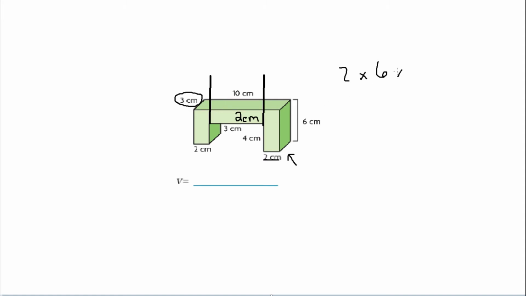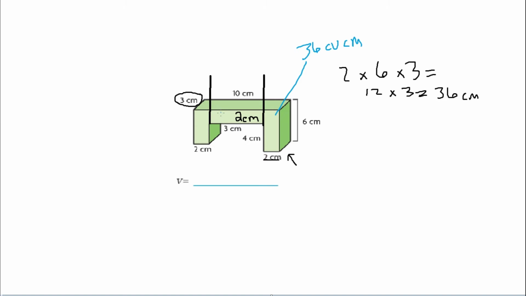Okay, so I went kind of out of order, which is okay. So I have 2 times 6 times 3. Well, that's 12 times 3, which is going to give me 36 centimeters. Okay, so this piece right here is 36 cubic centimeters. Now, I'm going to do this piece over here to the left, this other small piece.